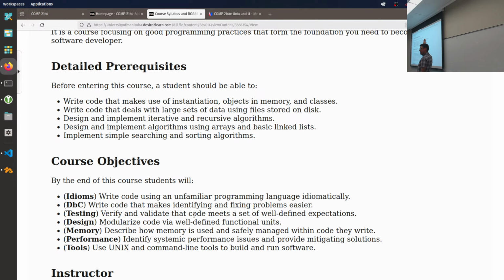Does everybody know what idiomatically means? Put your hand up if you don't know what it means. Everybody, just everyone put your hand up. Everyone put your hand up.